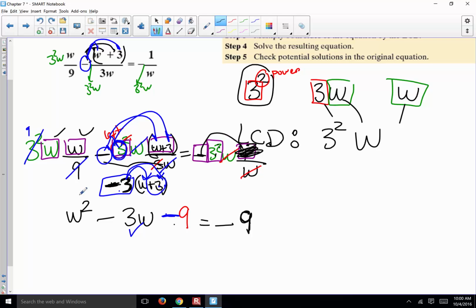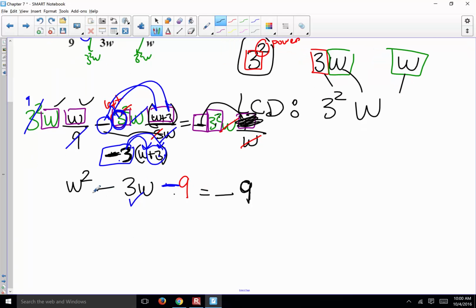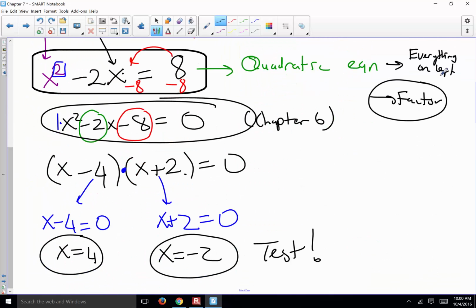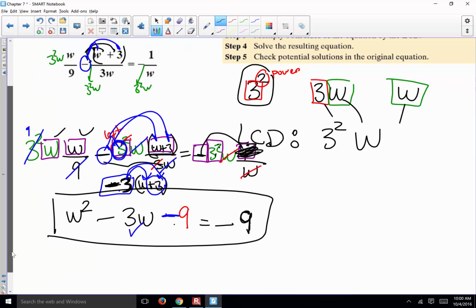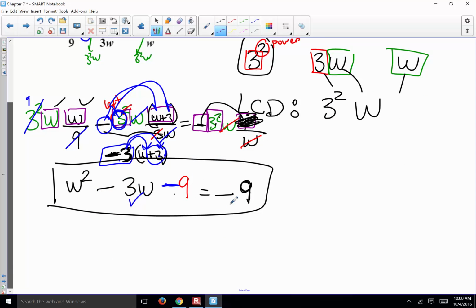Okay, next. This is what kind of, always identify. Before surgery, you need to diagnose what's wrong with your patient. This is your patient. What kind of patient is this? Linear or quadratic? This is quadratic, square. What did I tell you in quadratic equations? You need to get everything on the left first. And I still see something on the right. What is it? Minus 9. So I need to get this to the left. How? By adding 9 to both sides.